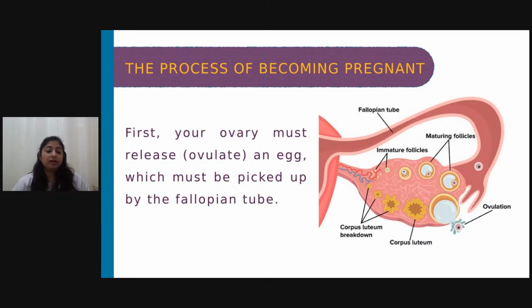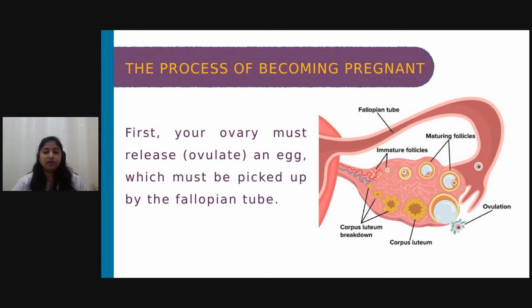Before understanding how infertility investigations are done and what they are meant for, it is important to understand the process of becoming pregnant. In a female, the reproductive organs consist of the two ovaries, the uterus, and the fallopian tubes. The two ovaries are the reserves of the eggs. They have multiple eggs from birth, and these get activated once a girl attains puberty. After puberty, the eggs start getting activated and maturing.